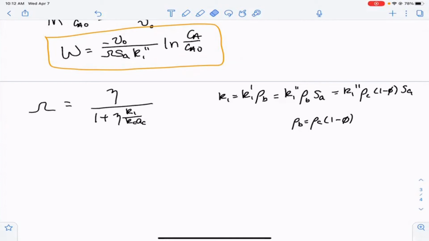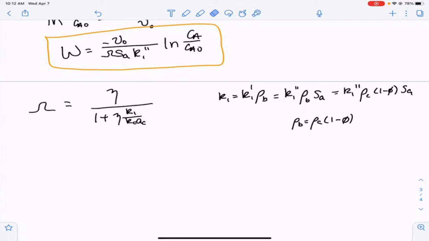And then the 1 minus theta is the bulk porosity, not the particle level porosity, but the bed level porosity. So yeah, rho C is the density of the catalyst, then times 1 minus the bulk porosity, which gives you the overall rho B, which you're calling the bulk density. So I think we have the same understanding, but that was a really good point to bring up.